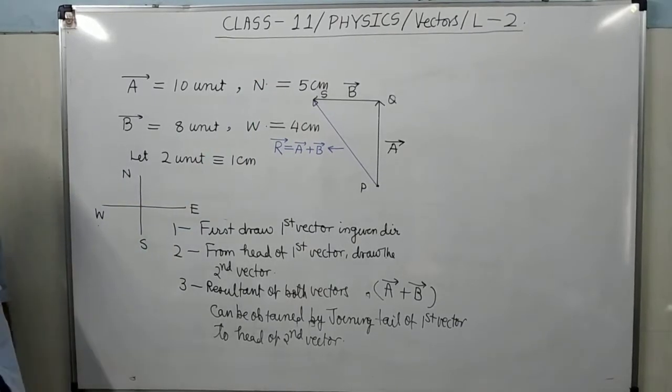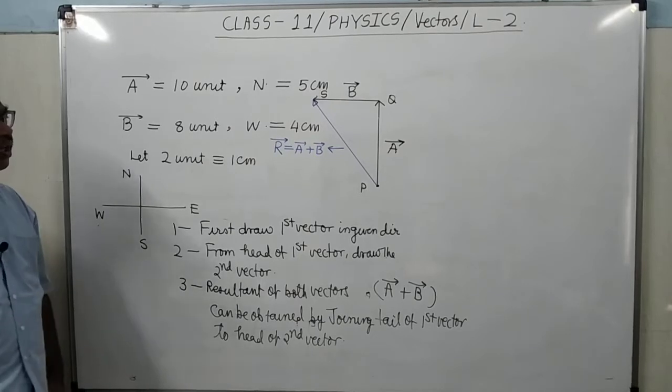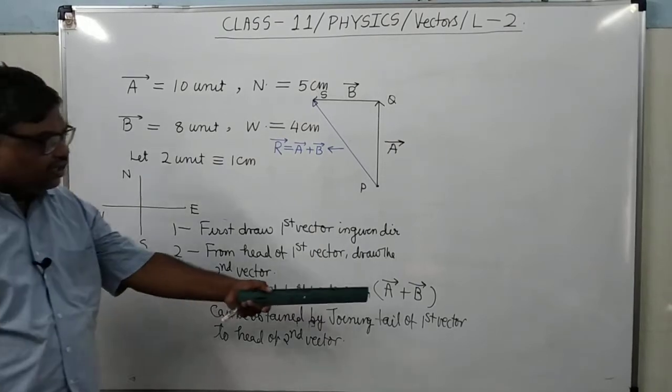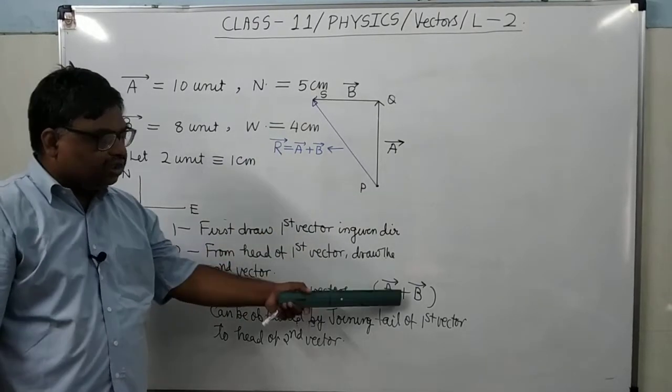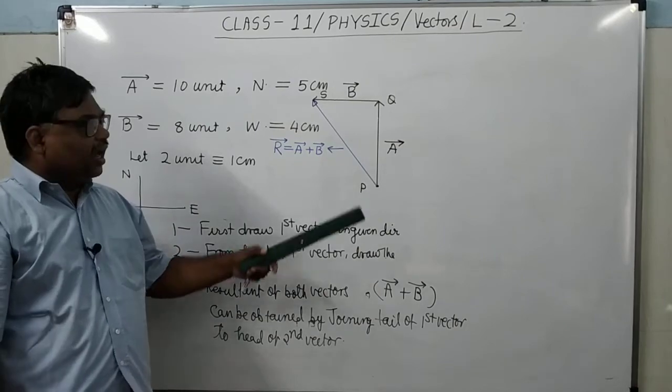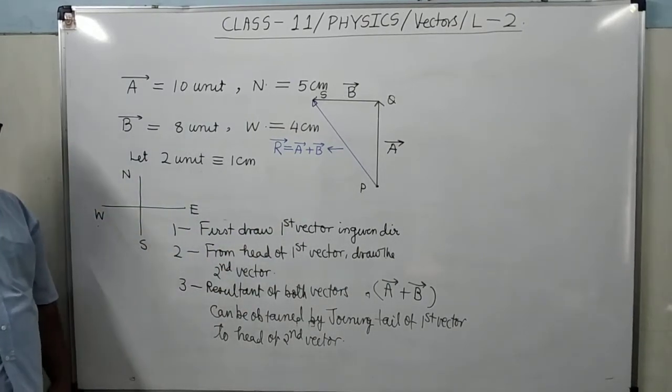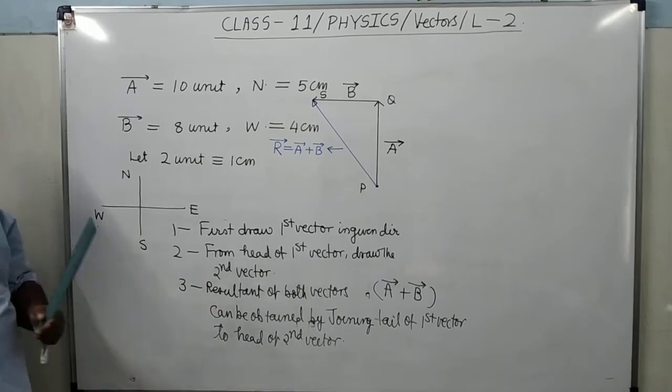Now what does it mean? It means vector PS, its length is proportional to the magnitude of the resultant, and its direction is along the direction of the resultant. Now how will you find its magnitude?